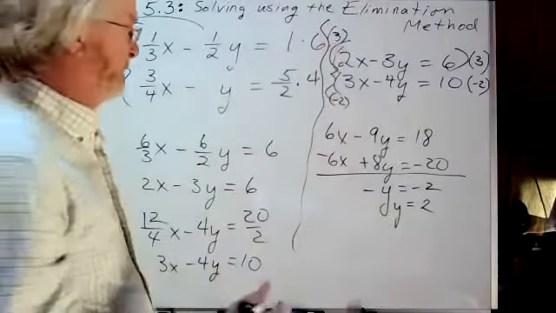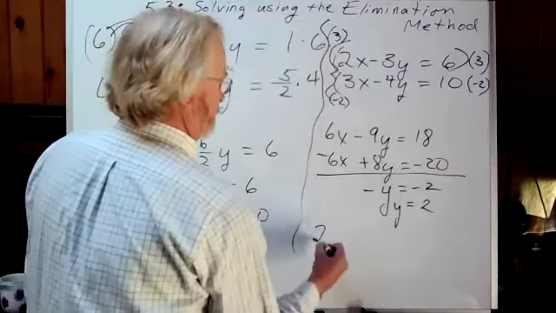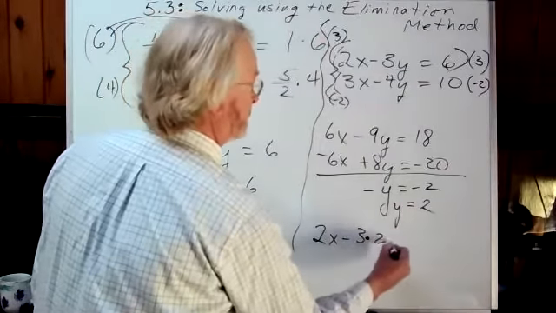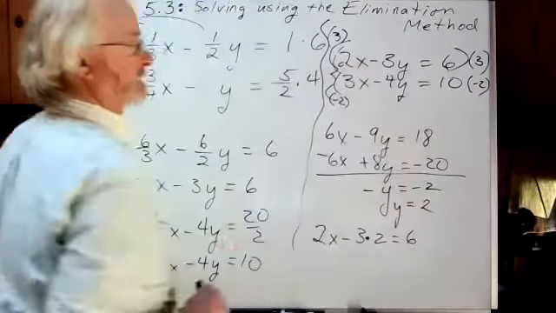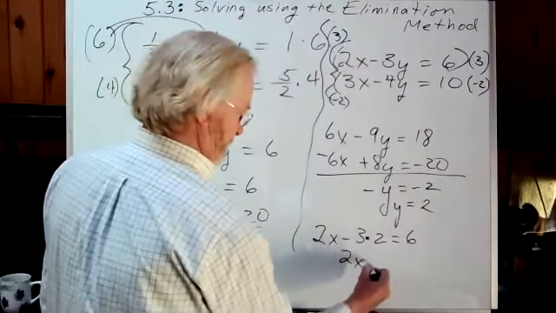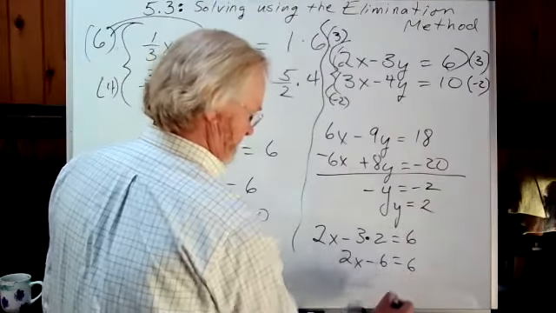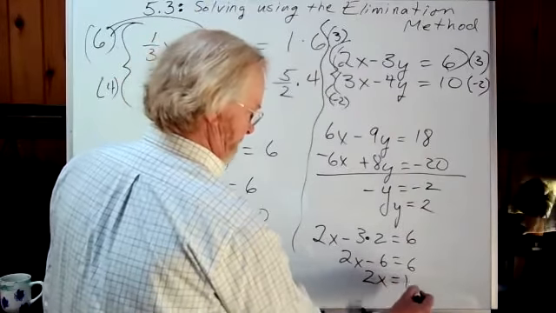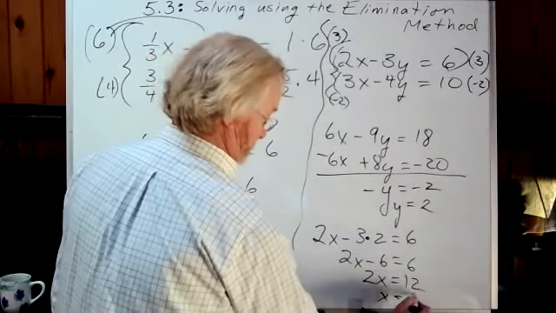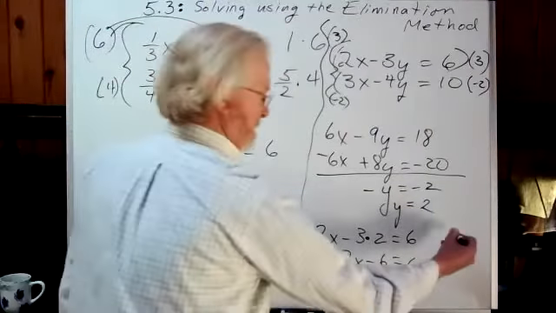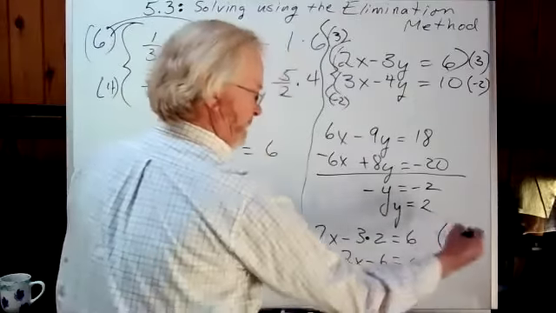Picking either one, let's just say the first one, 2x minus 3 times the 2 equals that original 6 up there. 2x minus 6 is 6. Add the 6. Divide by 2, x is 6. So x is 6 and y was 2.